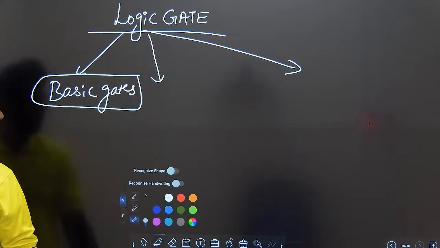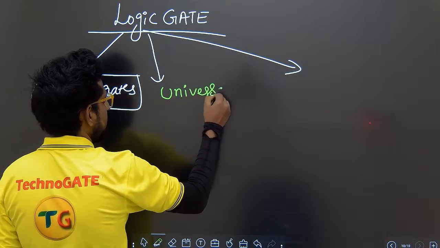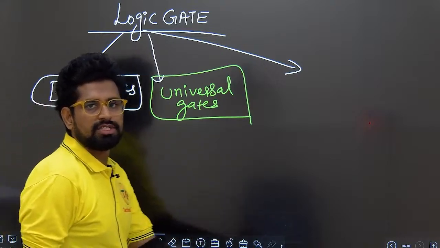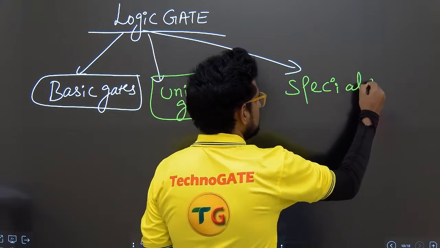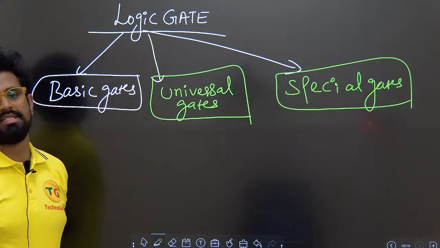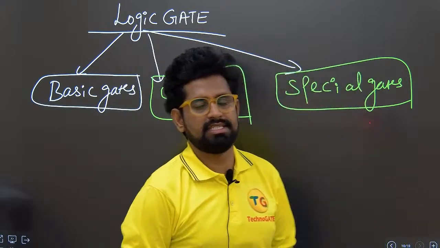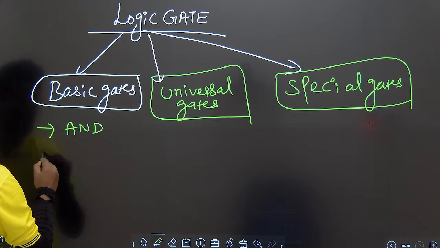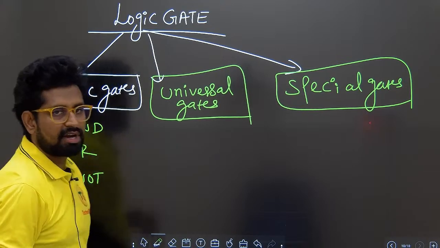The second type of the logic gates that we have is universal gates. The third type of the logic gates that we have is special gates. Sometimes arithmetic operations also we are going to use these. So let us see what are basic gates, what are universal gates and what are special gates. The basic gates are AND, OR and NOT. NOT is also called an inverter.